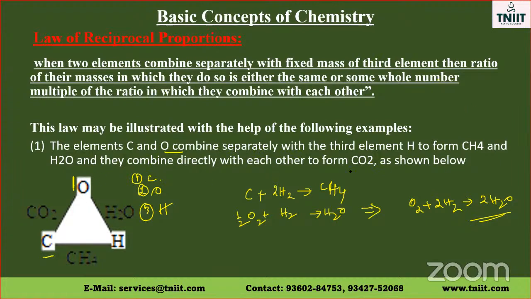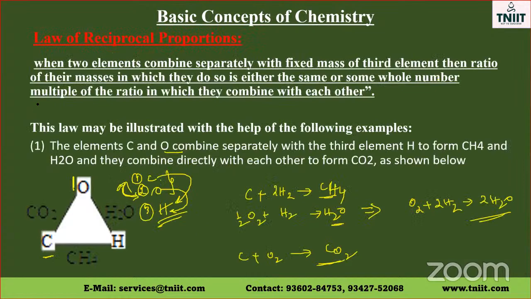And they combine directly with each other. The first two elements combine directly with each other to form carbon dioxide, as shown. See, the first element is carbon, the second element is oxygen, the third element is hydrogen. Now, carbon reacts with the third element to form methane. The second element, oxygen, reacts with the third element, hydrogen, to form water. Now, the first and the second element combine with each other to form carbon dioxide.